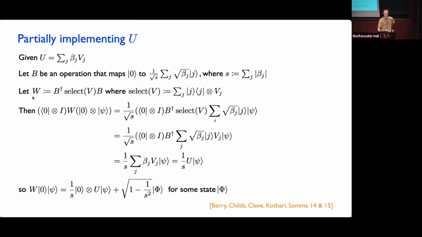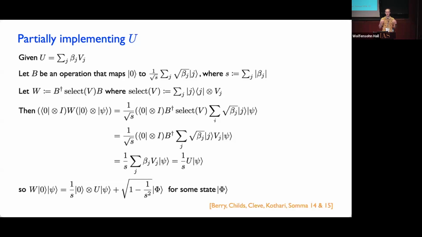And so this operation is something that's easy to do. If we have the ability to apply these V's, we can use that to implement this select operator. And then this B is just some explicit thing, not depending on the V's. It just depends on these coefficients. So if you know what these coefficients are, then B is an operation that you can find a way to implement. OK, so this is a way of implementing this U that we would like to do.